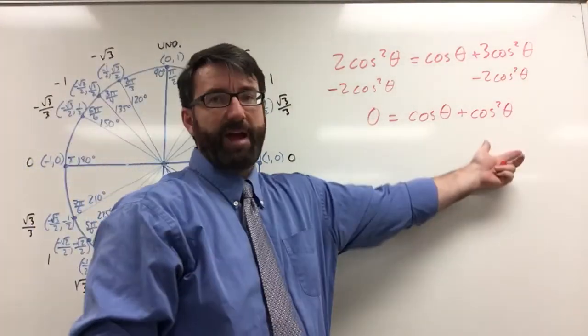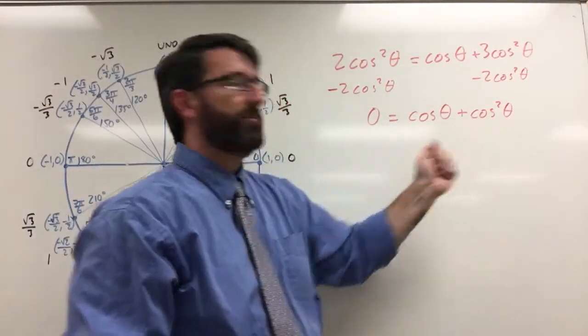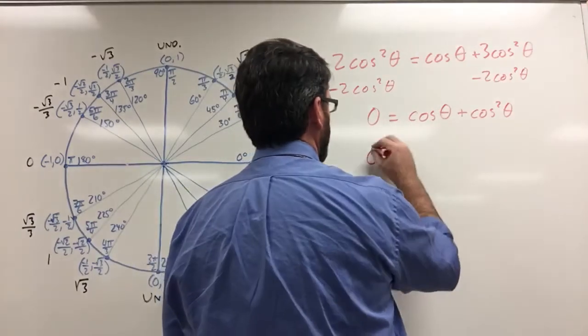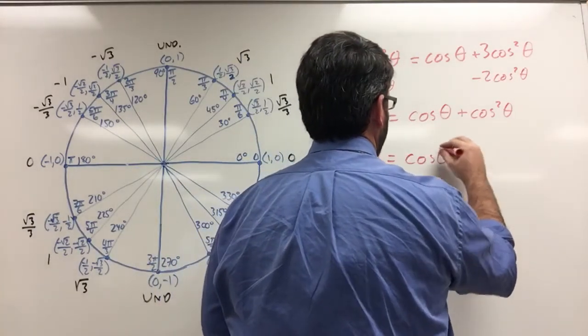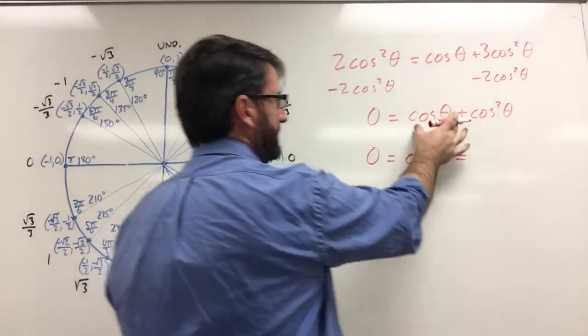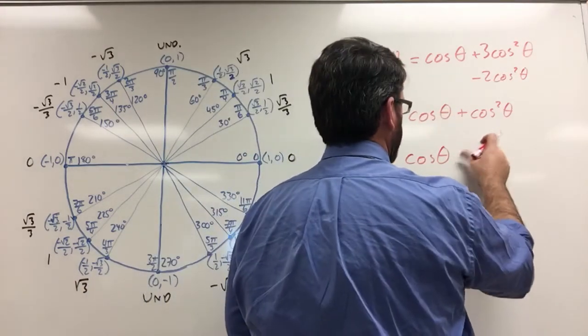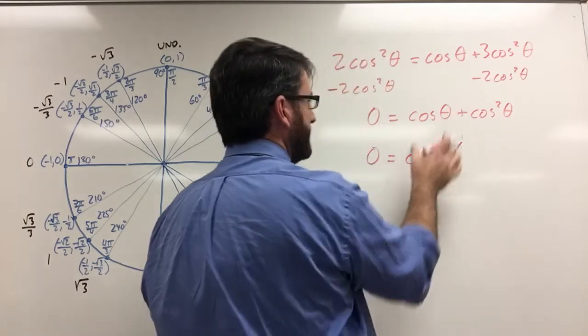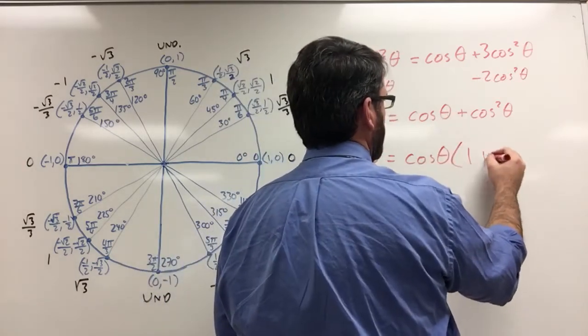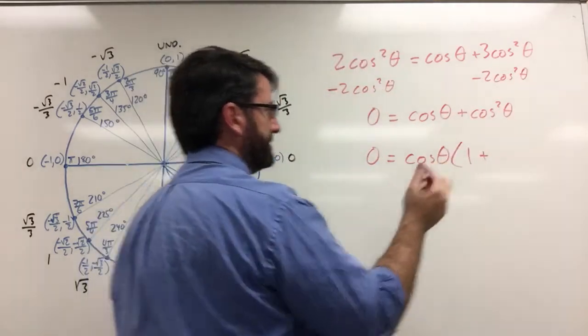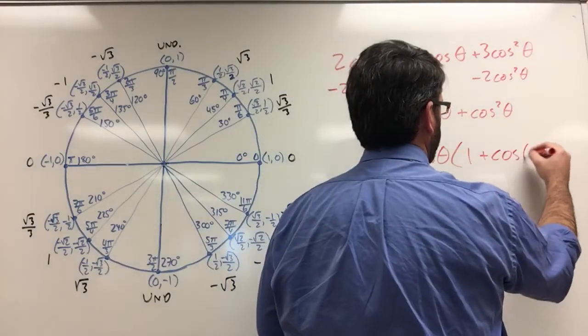All right, now we can factor this. We've got a cosine in both of our terms, so we can factor out a cosine. And what we're left with is cosine theta divided by cosine theta. Cosine theta divided by cosine theta is 1. Cosine squared theta divided by cosine theta is cosine theta.